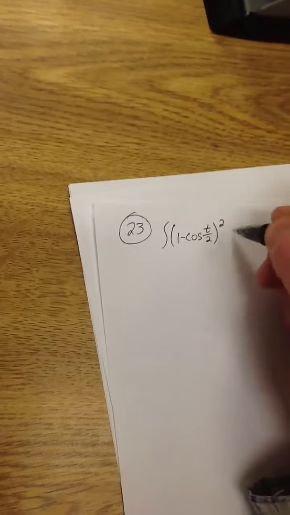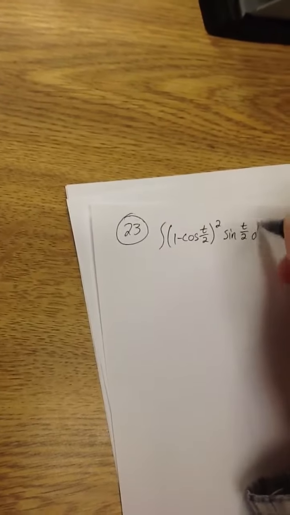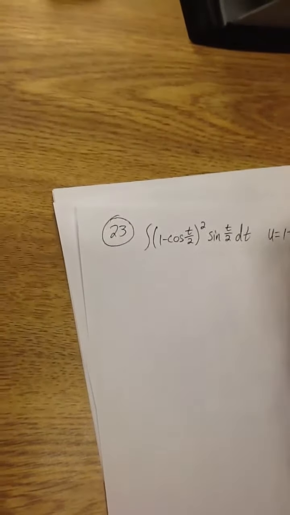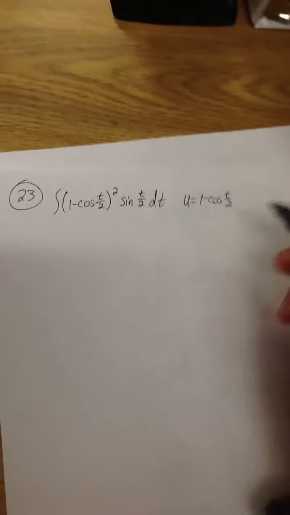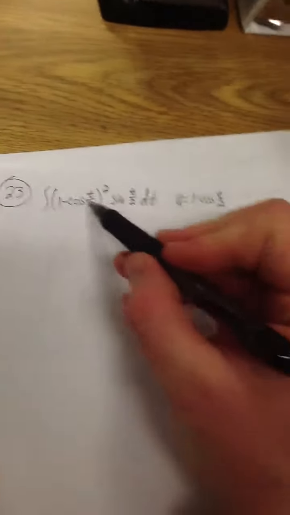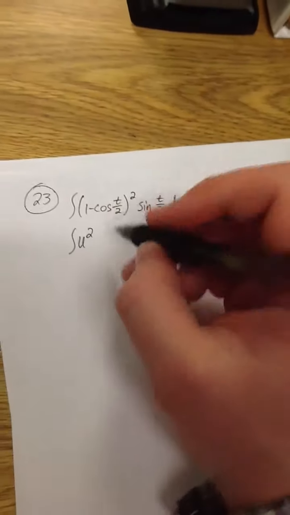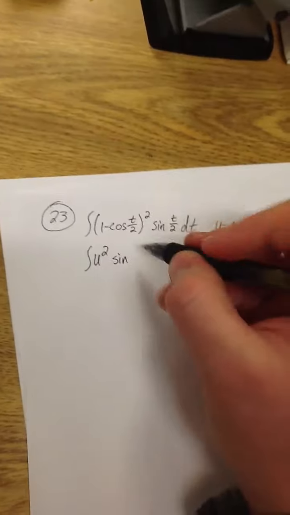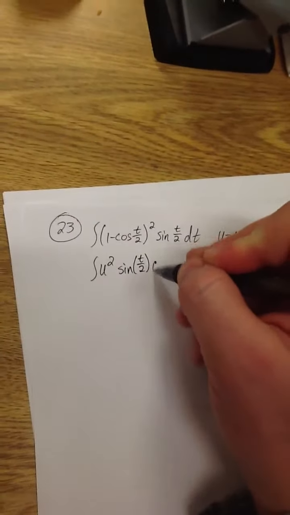This one looks intimidating when you first write it, but it's really not bad. So that's what we're given. u equals 1 minus cosine t over 2. Oh, that's easy, so that's just that. So I can change this to u squared times the sine of t over 2 dt.